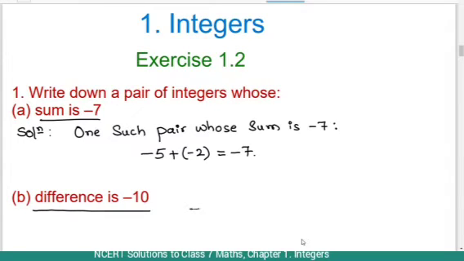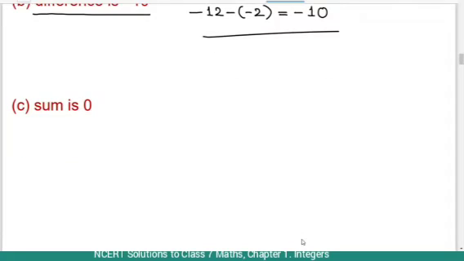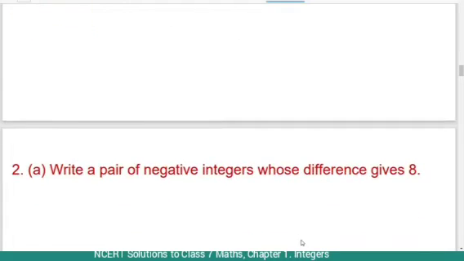B, difference is minus 10. Solution, minus 12 minus of minus 2. So its difference will be minus 10. Minus 12 minus of minus 2 is minus 10. C, sum is 0. 5 plus of minus 5. So its sum will be 0.